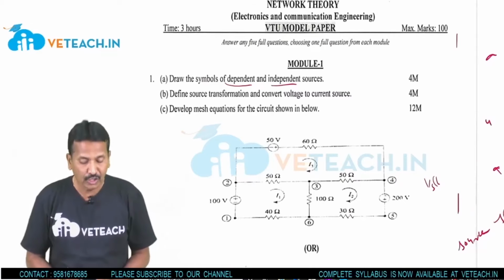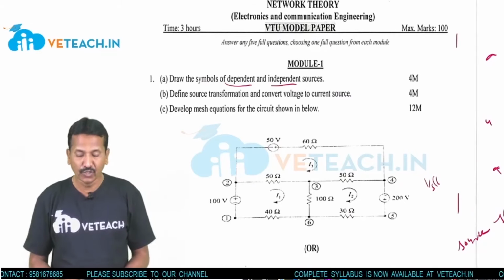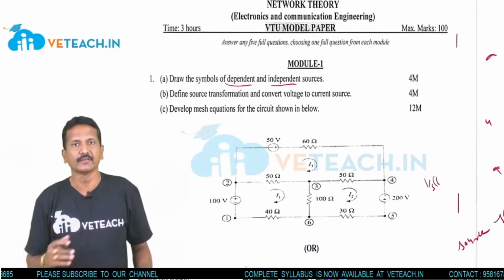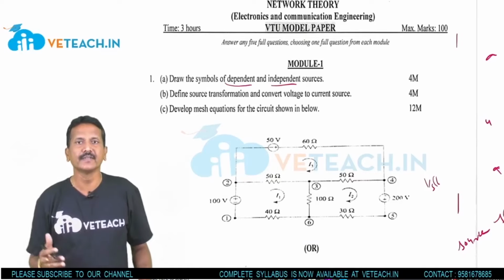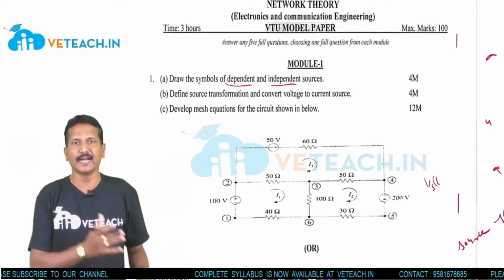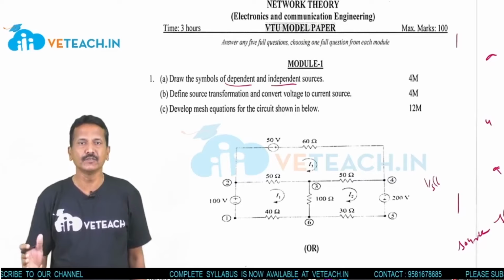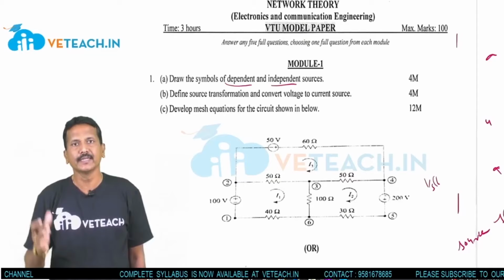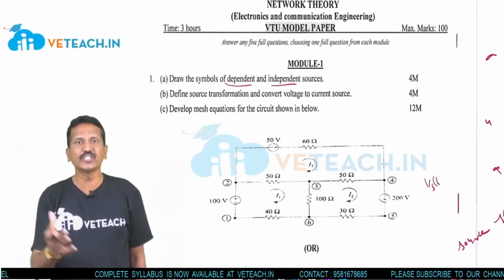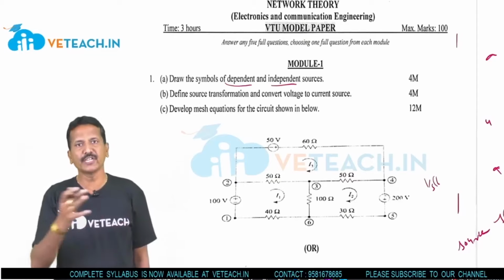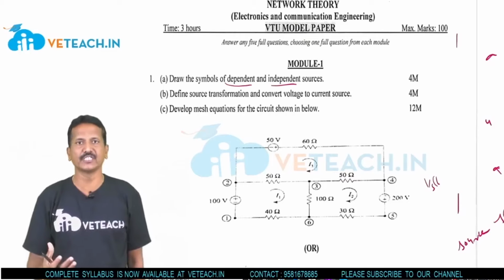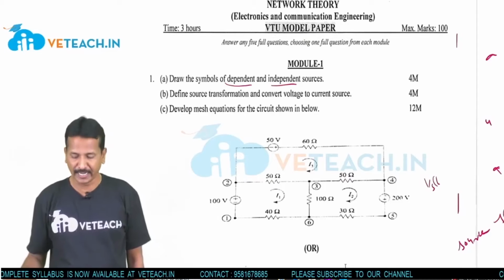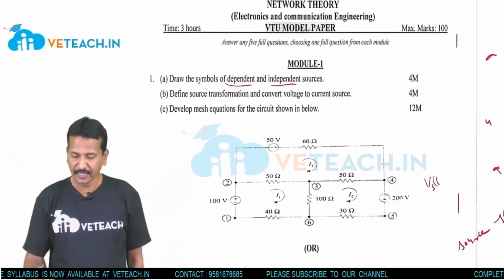Next one: define source transformation and convert a voltage to a current source. Source transformation. Students, transfer means what? Moving from one place to another place. So here also a current source can be converted into a voltage source and a voltage source can be converted into a current source, vice versa, according to our requirement. For this, a basic law is important.